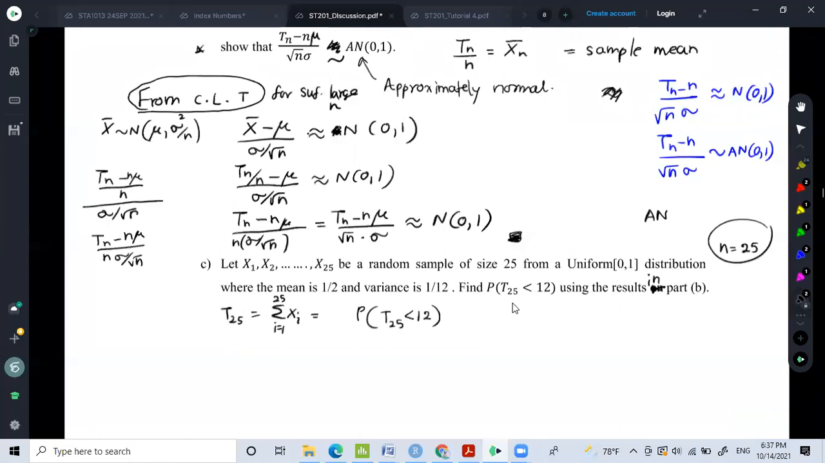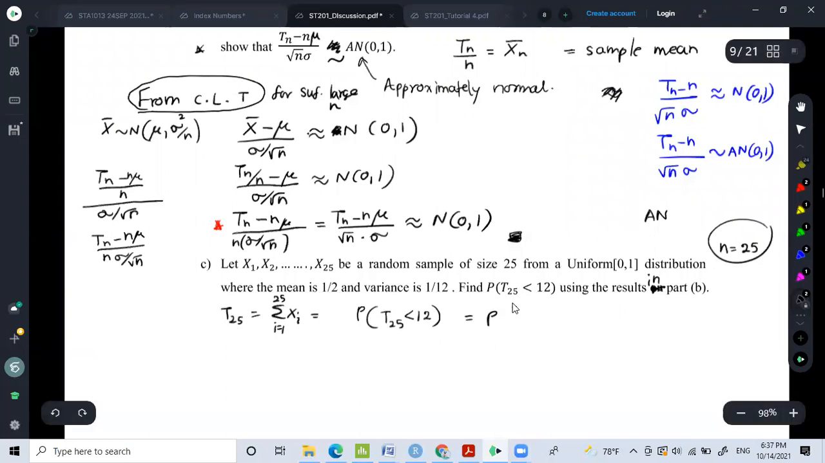What do you know about T25? From the previous one, you know that T25 minus 25 times mu, divided by sigma times square root of 25, with all the values substituted into your new example. And then you can proceed with finding the probability. This is standard normal, so you have the standard normal table. You can read it and find the probability. So let's try to do it.